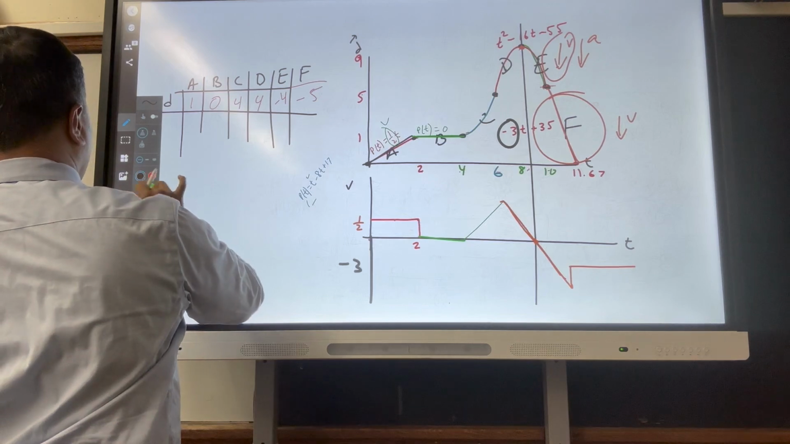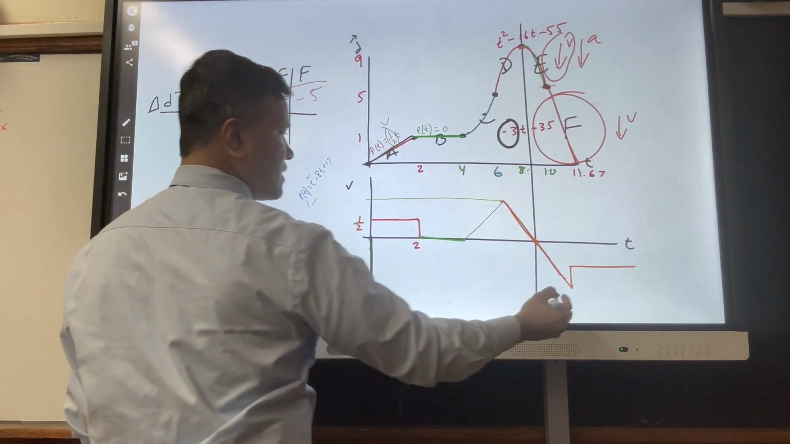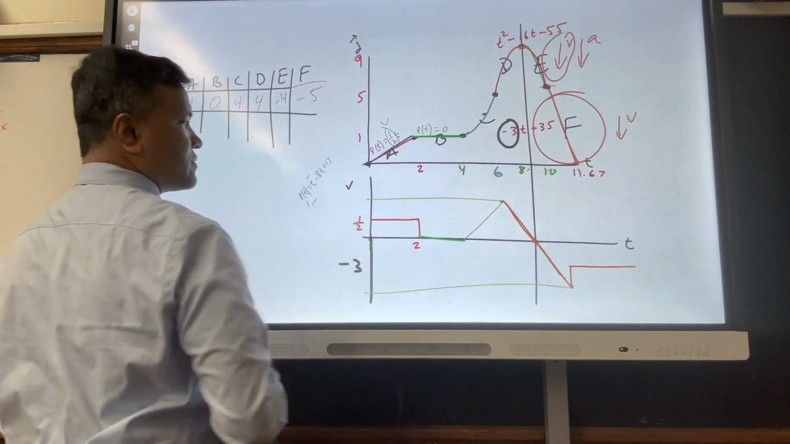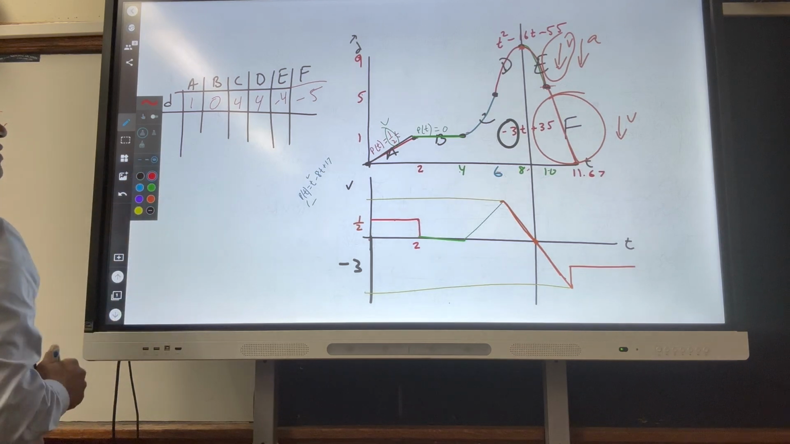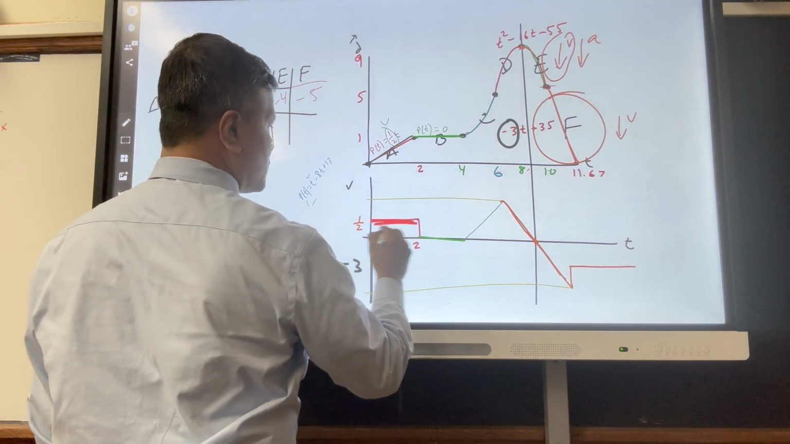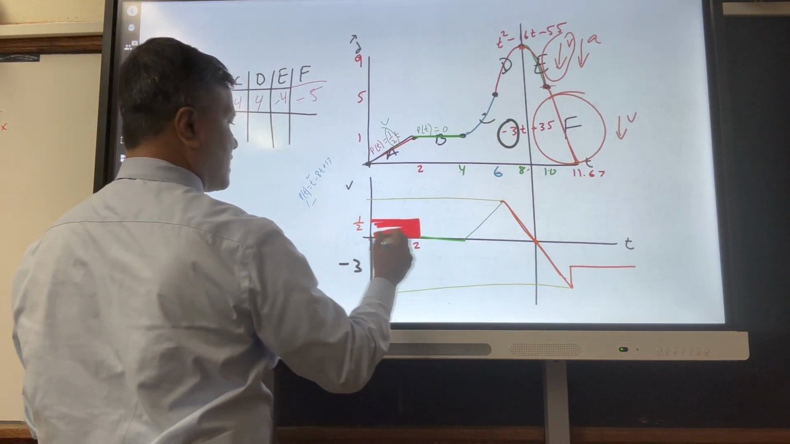Now we don't know the velocity over here, and we don't know the velocity over here. So we're going to find these velocities. How are we going to find them? We're going to use the information we already know. So let's first shade the area under the graph.